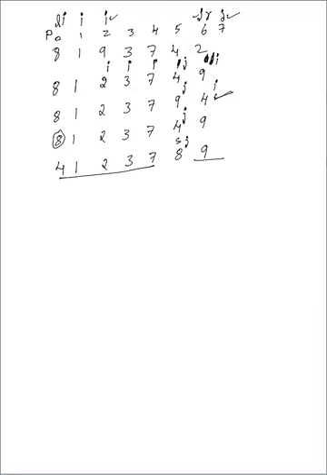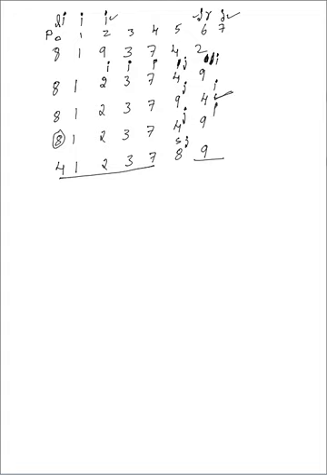Once you come out of the loop, again you have to swap a of i and a of j. That means re-swapping will be done. That is 4 and 9. Re-swapping you have to do. Again it will be 8, 1, 2, 3, 7, 4 and 9. Again your i will be here only. Observe carefully. Now what happens?